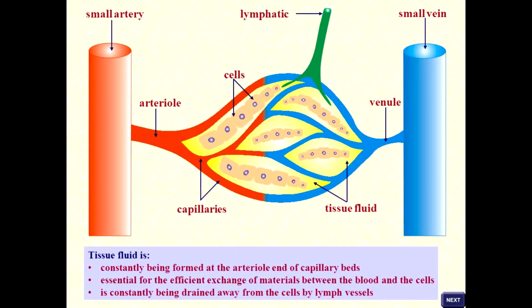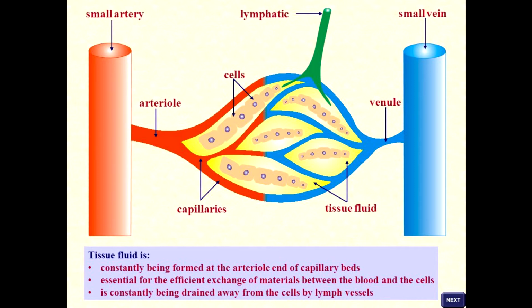The capillaries themselves are 1 cell thick, and they're this thin so that they can exchange oxygen and nutrients between the cells and the blood. And no cell is more than 3 or 4 cells away from a capillary. Okay, so what happens is the capillary supplies all of the cells with all of the nutrients and takes away all of the waste. Okay, the capillaries then form these venules, which then form veins.